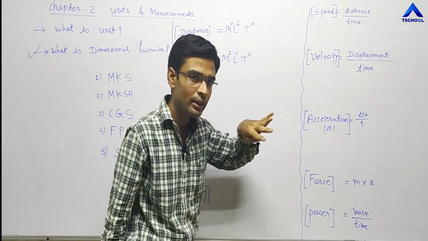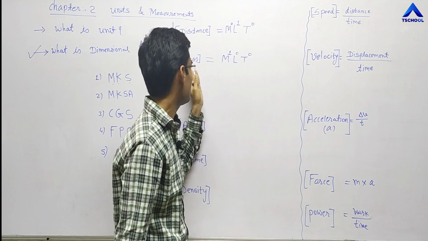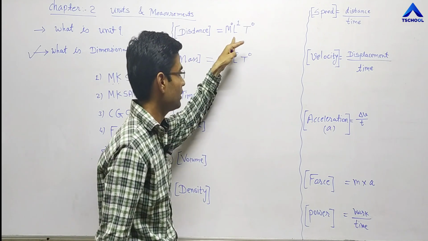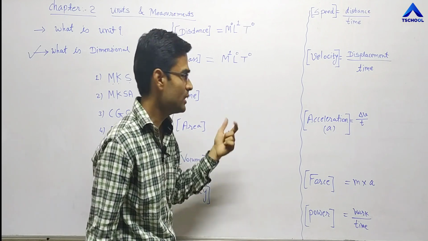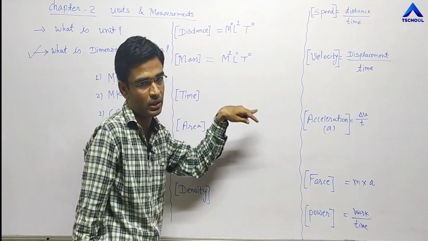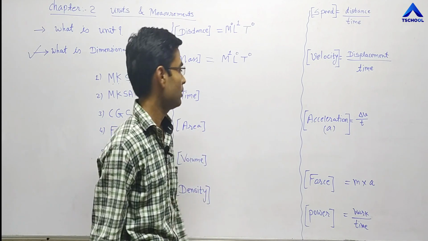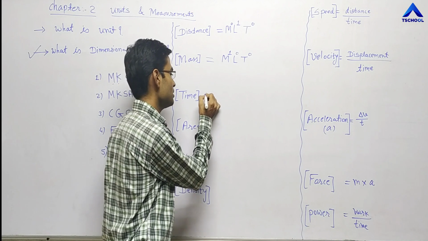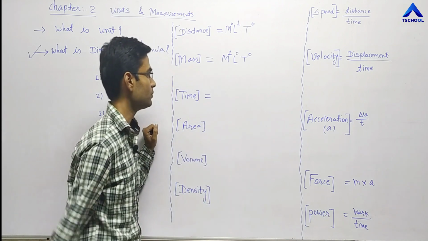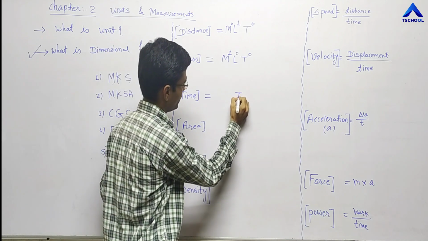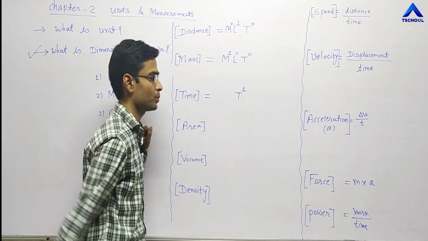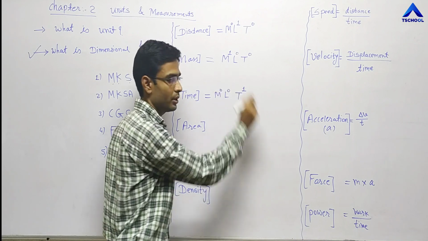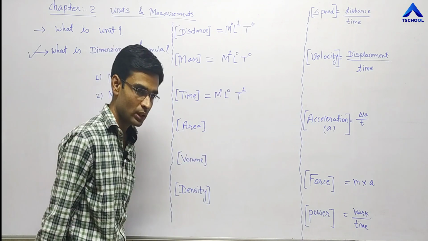Friends, we should write in this way, M1 L0 T0. If you write M1 for mass and L1 for distance, that is true, but that is not the SI system, so we should write in this manner. Now the dimensional formula of time is M0, L0, T1.